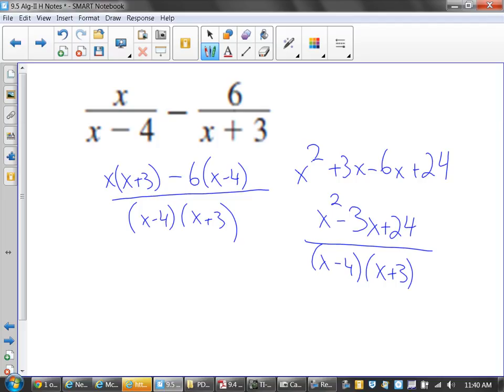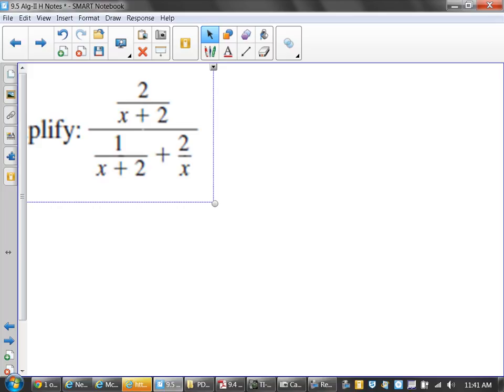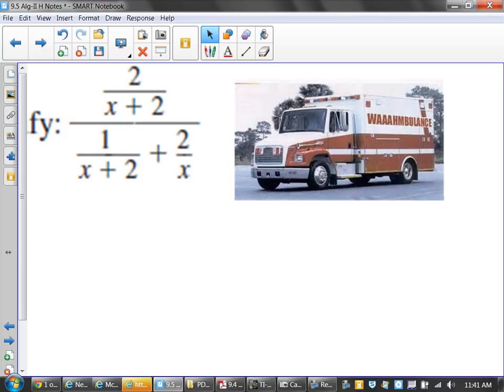All right, so let's scare you. Oh boy. Oh, what? That's not fair. Okay. I just understood. This is called a complex fraction. Can we put a fraction on top of the fraction? Sure. Welcome to the Wambulance.